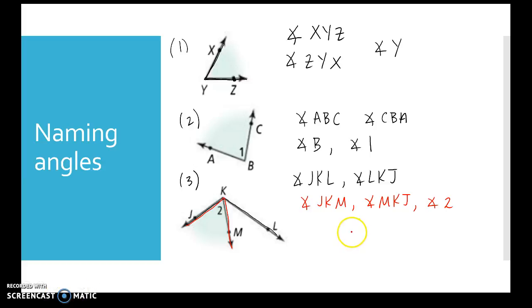The name that I absolutely can't use is angle K. So I can't name it by the vertex because I don't know if K is in the larger angle, JKL, or if I'm talking about the smaller angle, JKM. So you're only allowed to use one letter if we just have one angle shown in the figure.